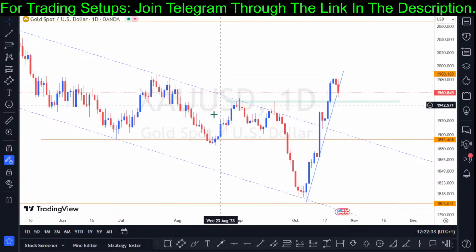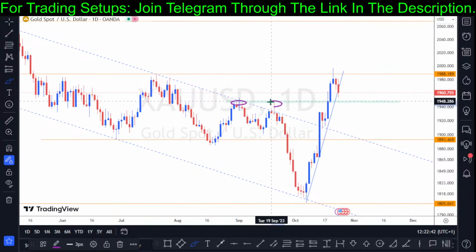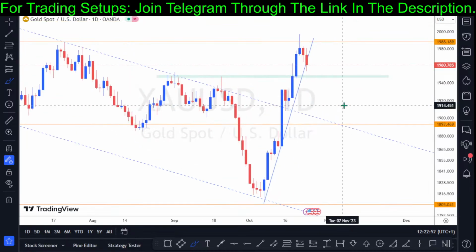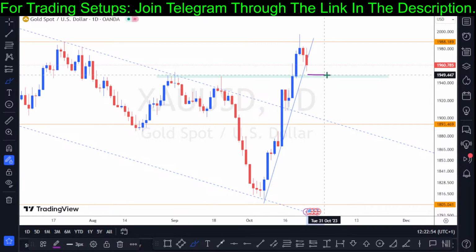So this is a resistance structure right here. A broken resistance structure has a tendency to turn into a support structure for price. So I want to see how price will react to this level structure right there. So if you are trying to short the gold, take note there is this potential support structure which is almost close to the sell-off in this resistance structure.